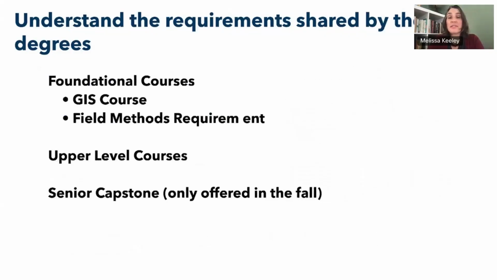There are also requirements that are shared by the 2 degrees. So there are a number of foundational courses, including a GIS class and a field methods requirement. They both have upper level classes, and they share a senior capstone, which is only offered in the fall.